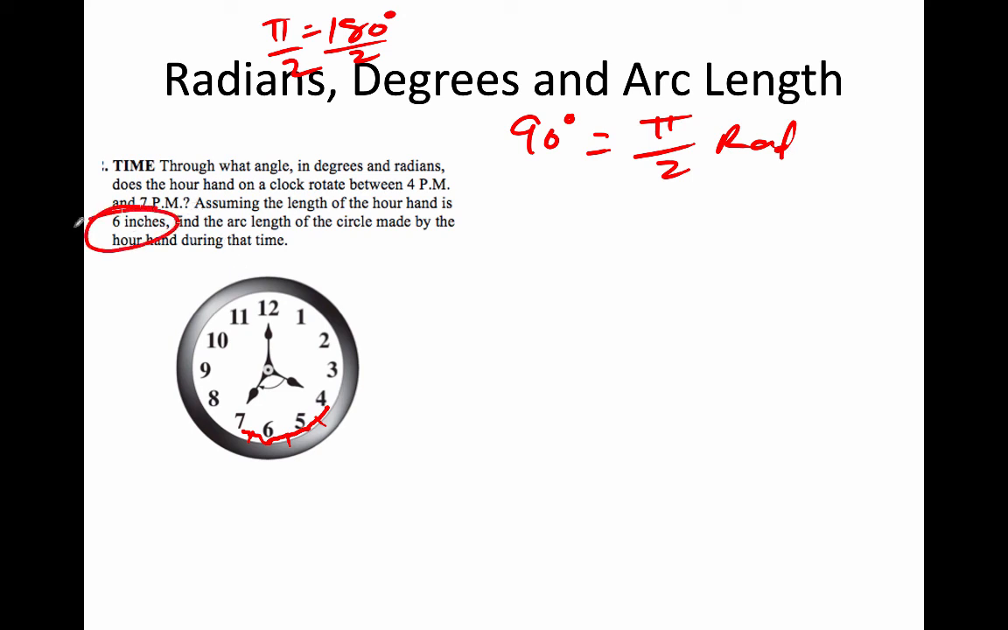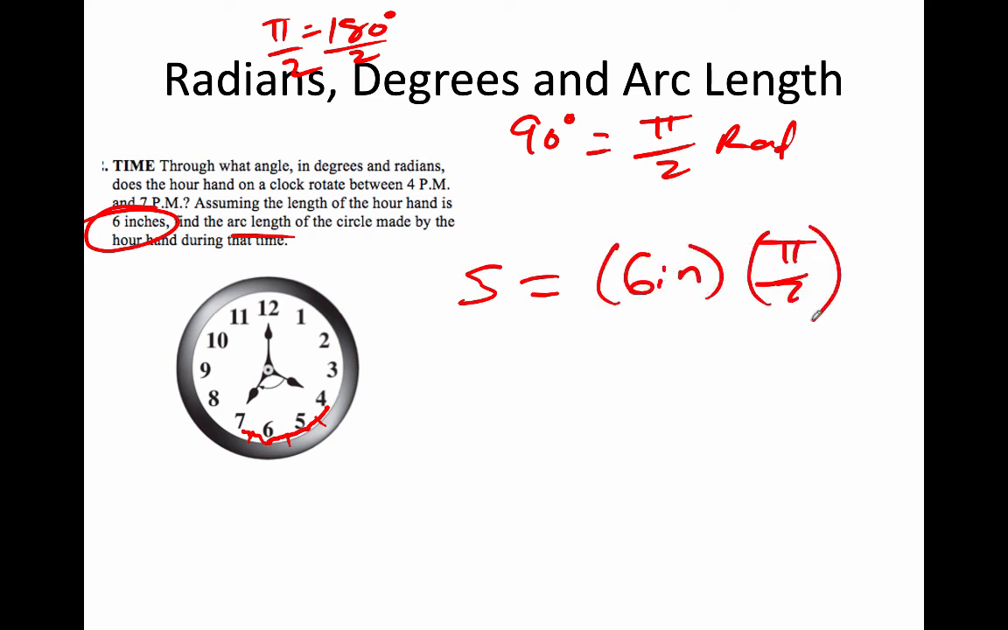And then it says, if the hour hand is 6 inches, find the arc length. S equals radius times radians. So I'm going to do radius times radians, and I'm going to get 9.42 inches. That's how far the tip of the 6-inch hour hand travels when it goes from here to there over those 3 hours.